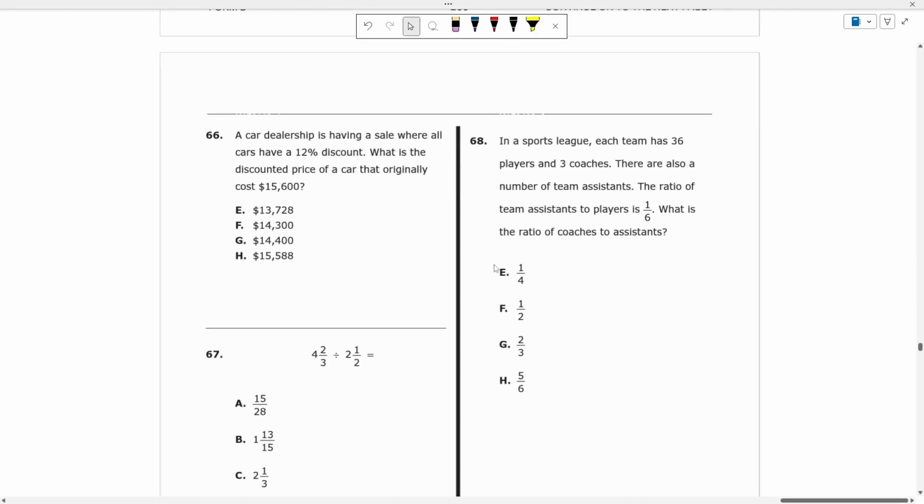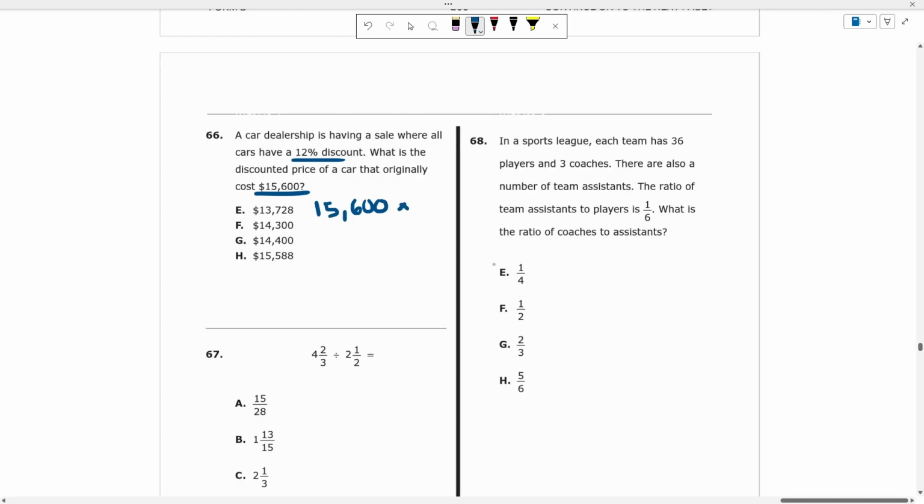Moving on to number 66, it says that a dealership is having a sale where all cars have a 12% discount. What is the discounted price of a car that originally cost $15,600? So we're looking for something with a 12% discount. In this case, because it's a discount, our answer is going to cost less than the original price. We're going to take off a certain percent from that price.